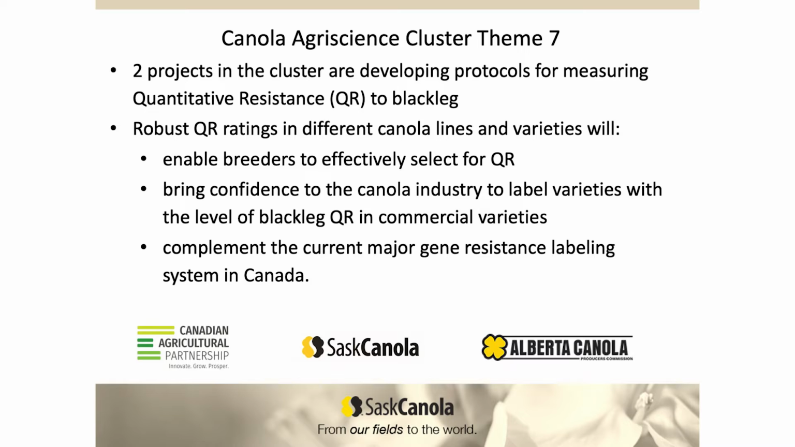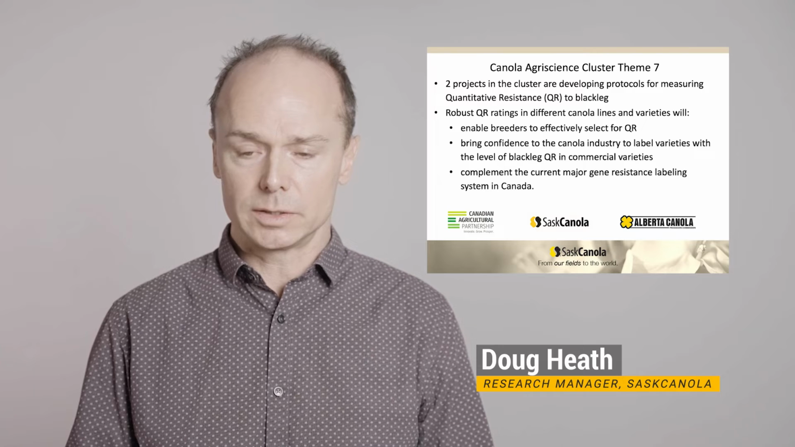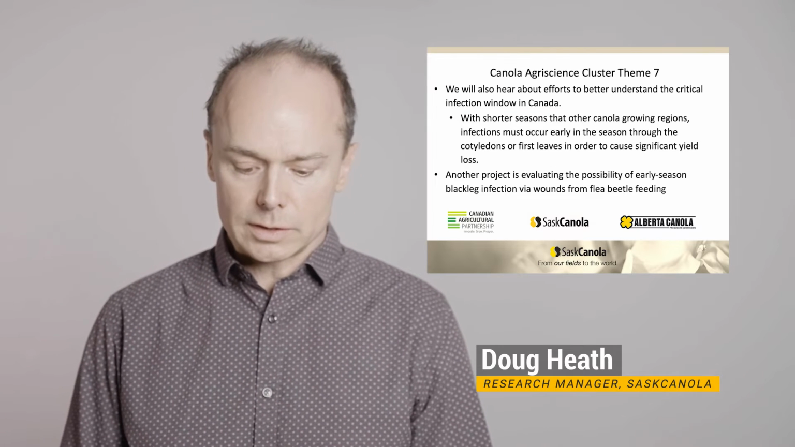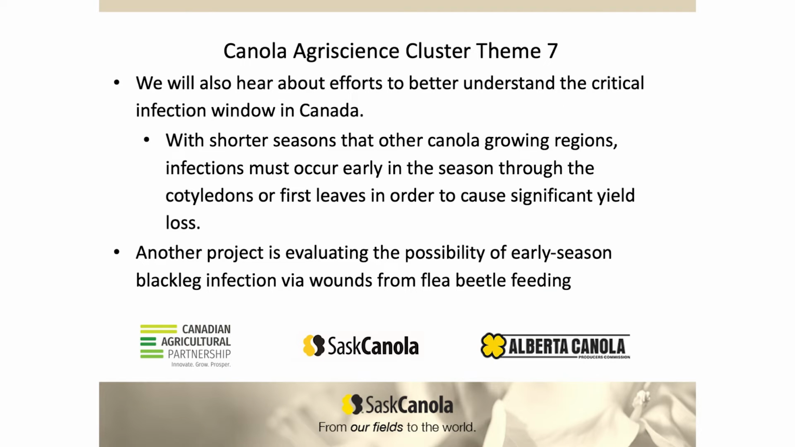In the future, it'll also help benefit the canola industry by allowing seed companies to develop and include a QR level on their variety labels to complement basic blackleg resistance labeling, as well as the more comprehensive major R gene labeling system in Canada. Research in this cluster is looking at the critical infection window of blackleg in Western Canada. And due to the short growing season, significant yield loss from blackleg usually doesn't occur unless there is early infection of the cotyledons or the first few true leaves.